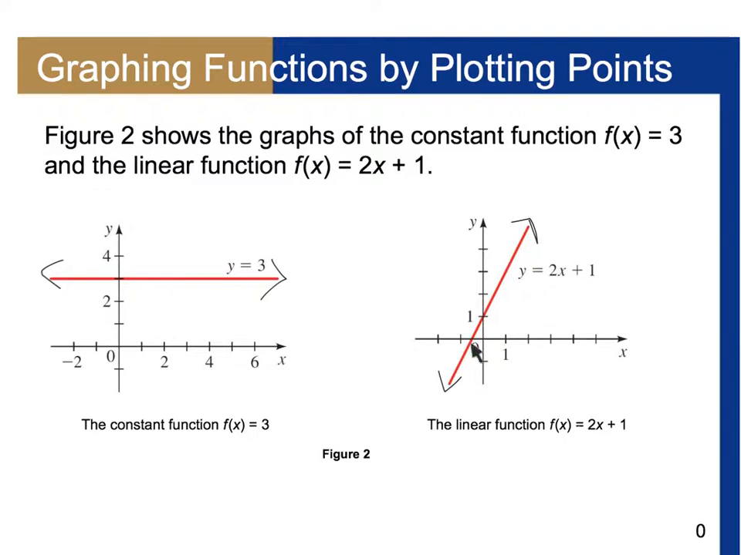And this would be 2x plus 1. Remember how we talked about graphing? Here's our y-intercept, and the slope is 2, so what we can do is go across 1 and up 2 to get points on there. Across 1, up 2. So this is the linear function f of x equals 2x plus 1, or y equals 2x plus 1.